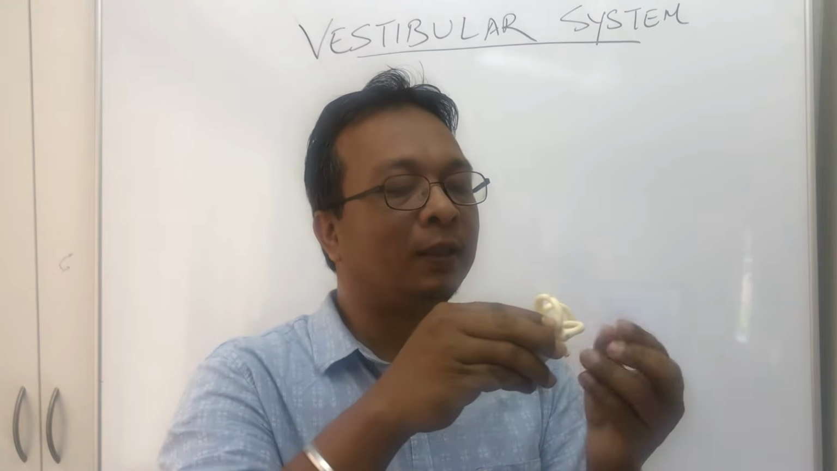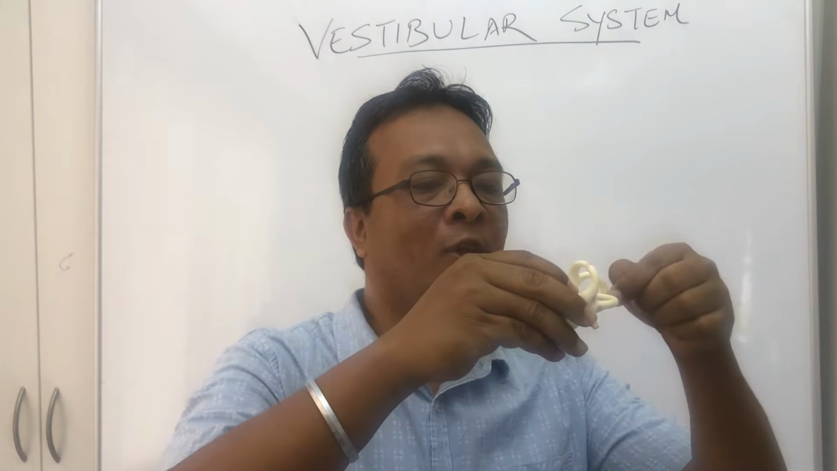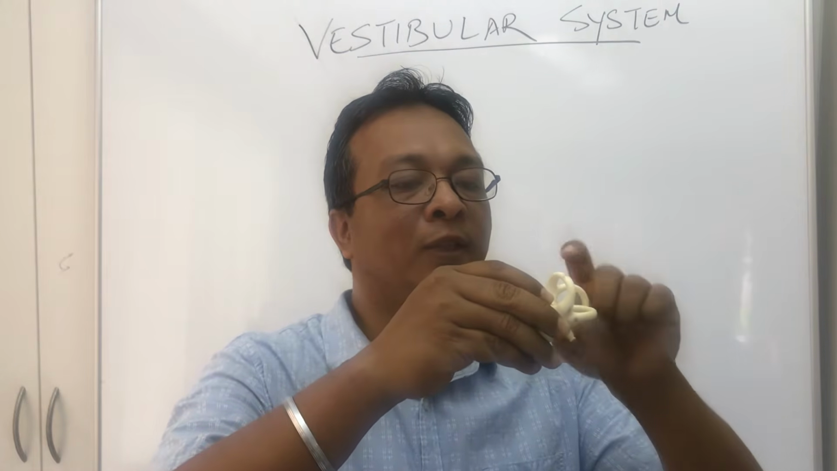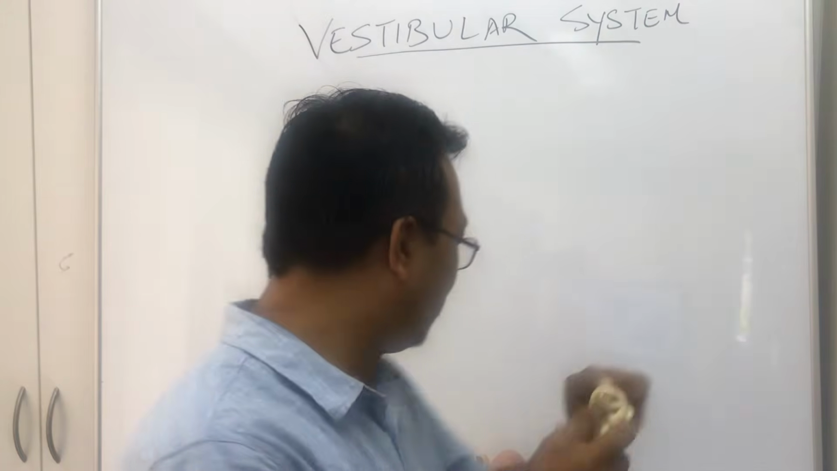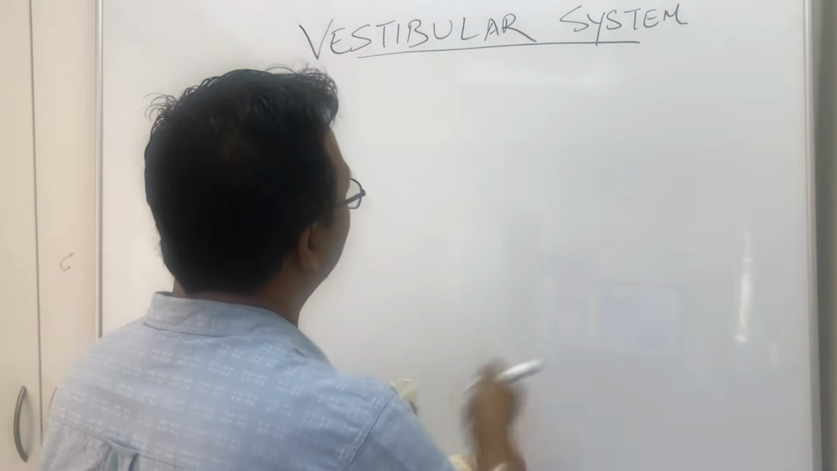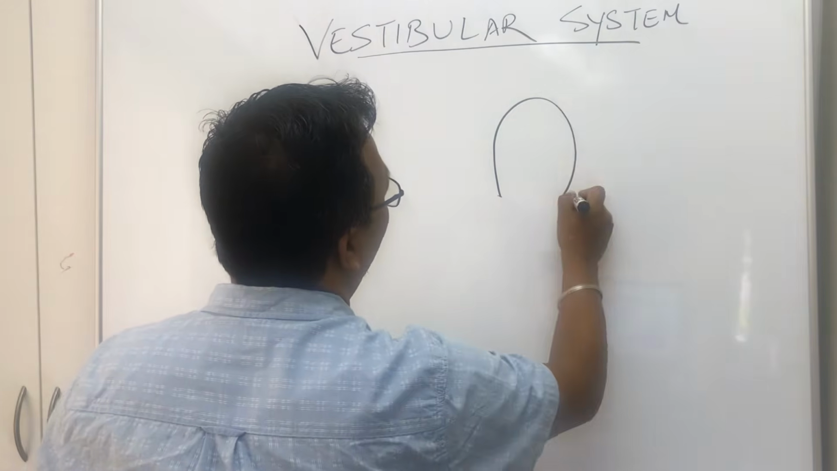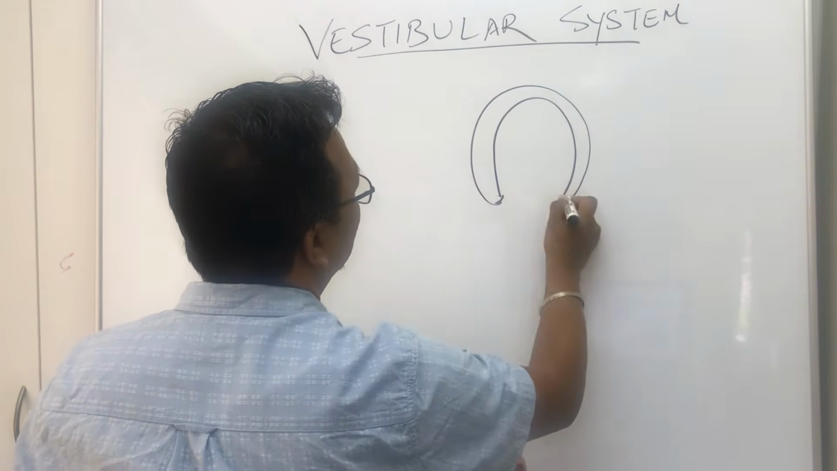Okay, this one is called horizontal. As you see, it is lying in the horizontal plane, and this one is posterior. Okay, so these are three coiled tubes. There are three coiled tubes. So what is in the tubes?